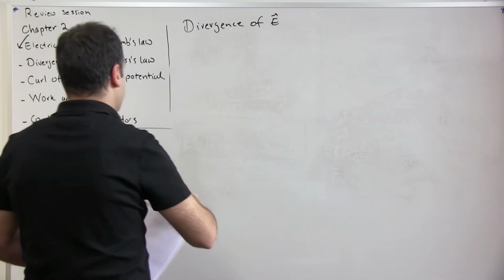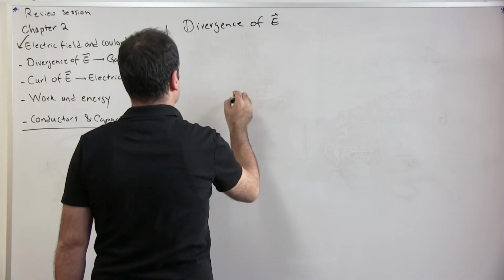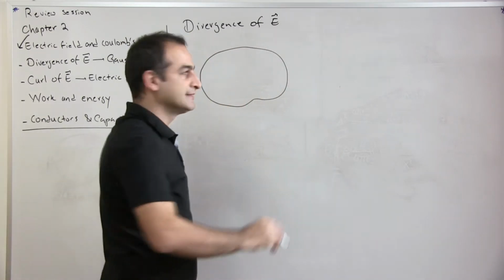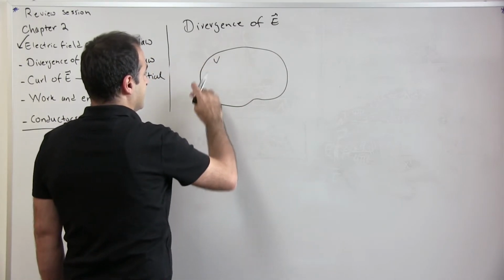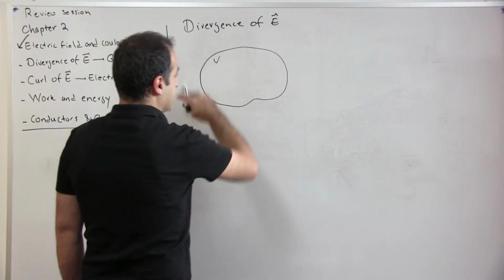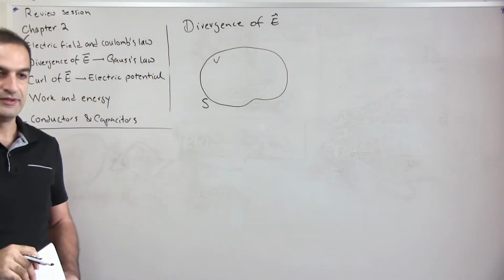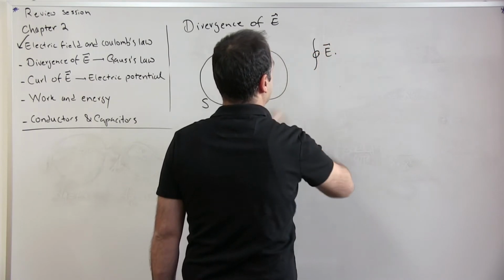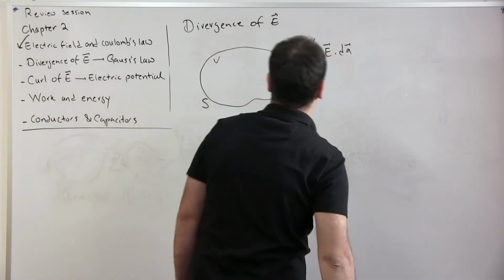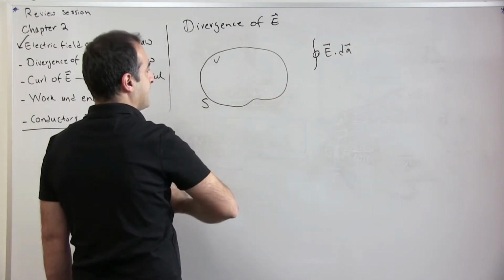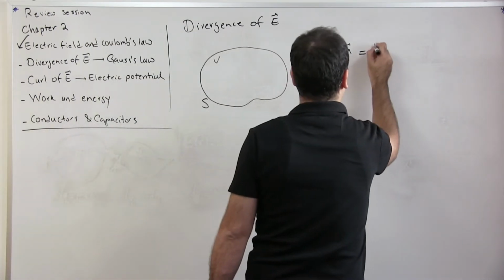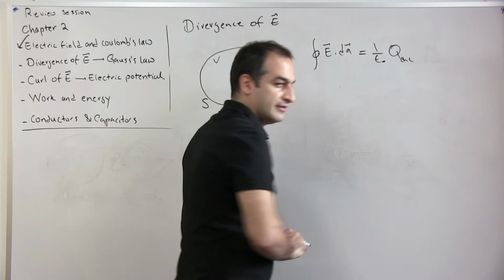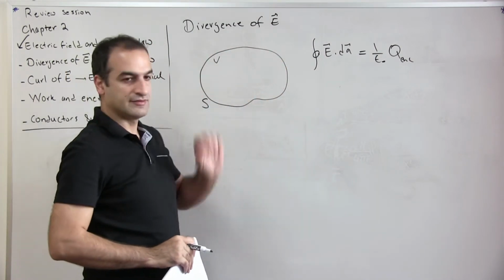Okay, so the Gauss law says that if you choose any random volume in a space, you can define a closed surface encapsulating this volume. And the Gauss law says that the integral of E electric field dot dA on the surface of this volume should be equal to 1 over epsilon 0 times Q enclosed. And Q enclosed is the total charge enclosed in this volume.